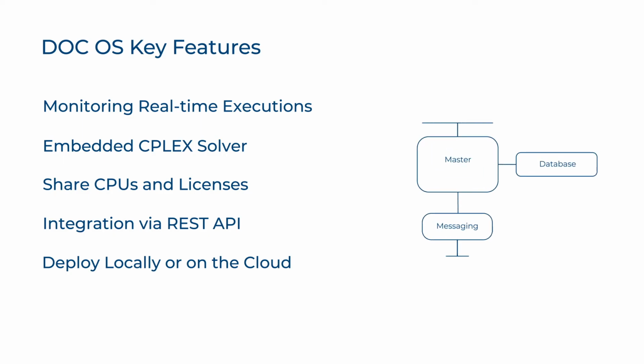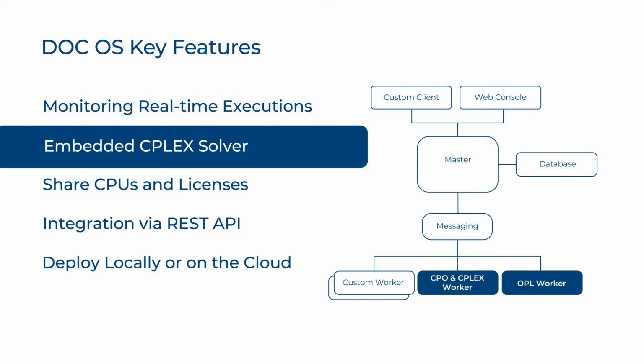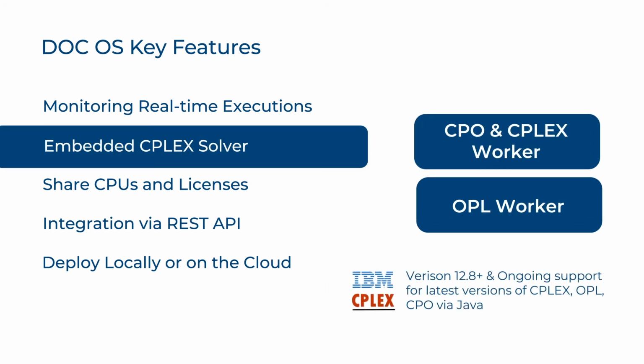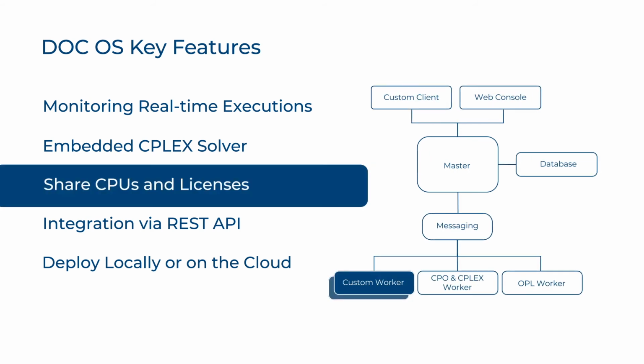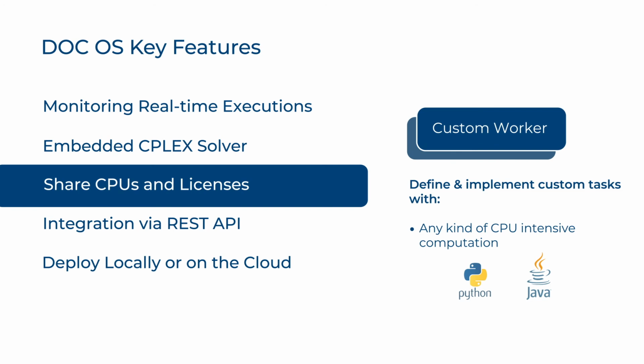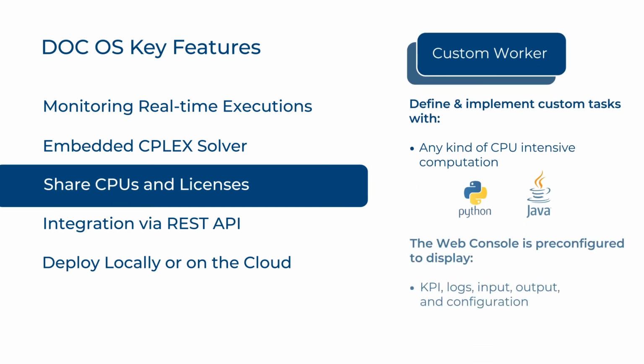The optimization server comes with embedded CPLEX, CPO, and OPL workers. It includes IBM CPLEX Optimizer for both mixed integer programming and constraint programming. DOC OS allows for full customization. It provides libraries and templates to develop custom workers that will support any kind of CPU-intensive computation. No code is needed to configure the web console for the custom workers. Finally, DOC Optimization Server is compatible with any kind of input and output. These are transferred and stored in binary format.